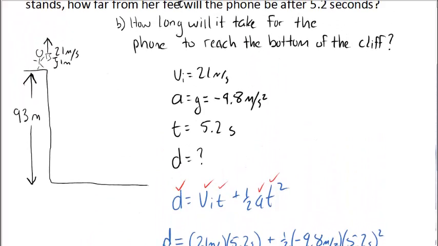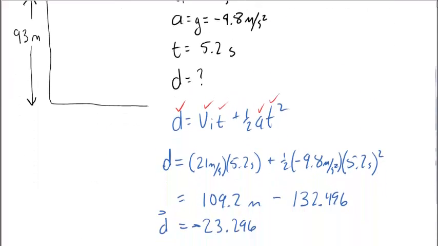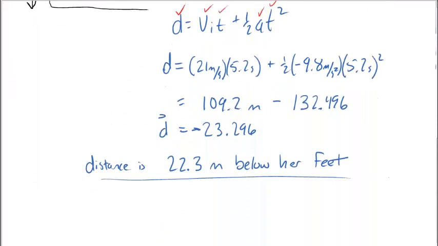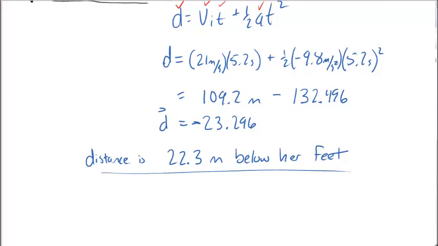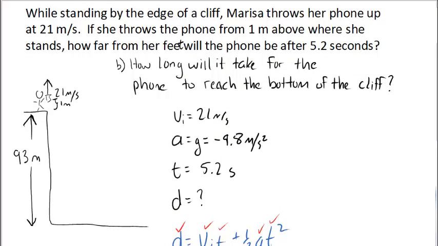For the second part of the question, how long will it take for the phone to reach the bottom of the cliff? It's probably easier to just start over again and not worry about what we've done. We're looking for time. Displacement. Now remember, displacement is a bit different than distance. Distance is the total distance that you traveled. Displacement is net distance. So for this picture here, it will go up and then come back down, and once it passes the same place it left the hand, displacement is 0, and then it will continue down.